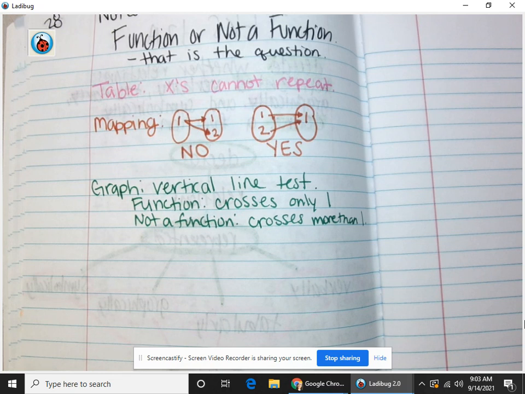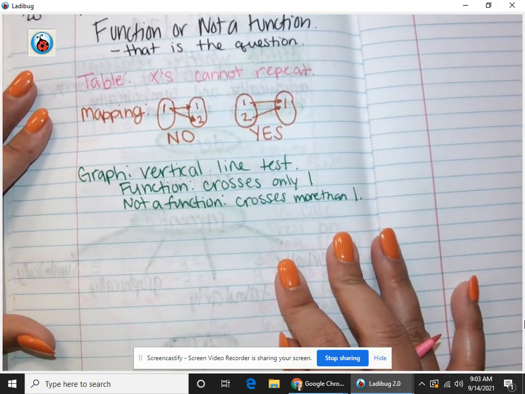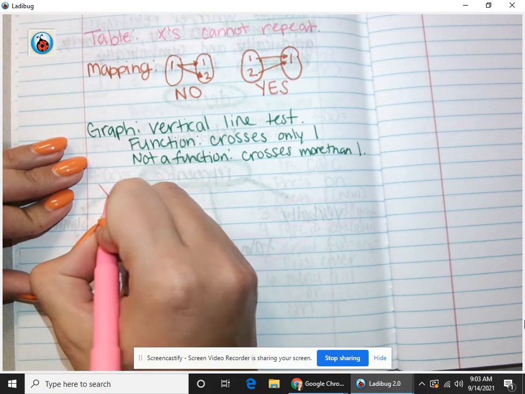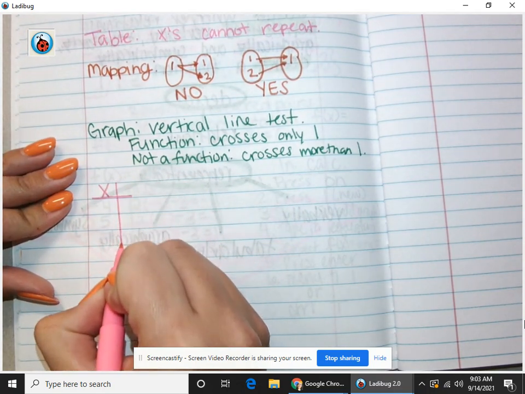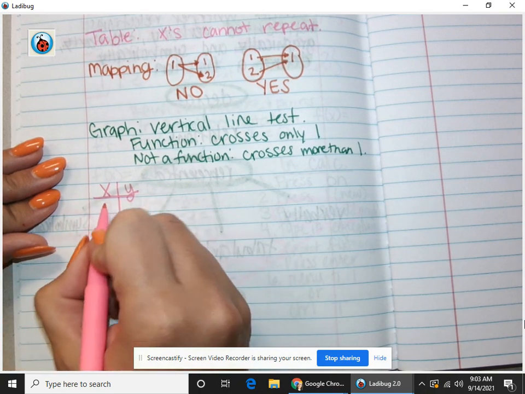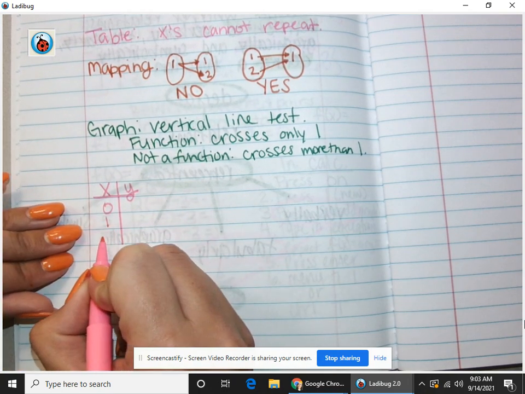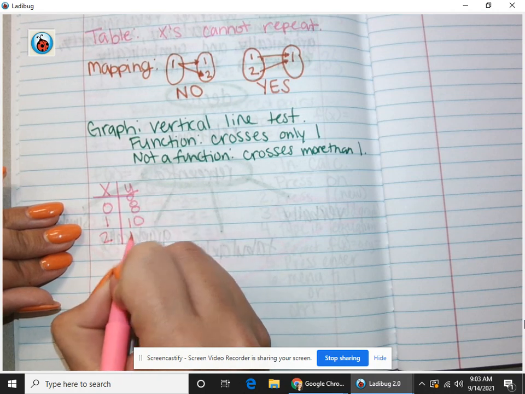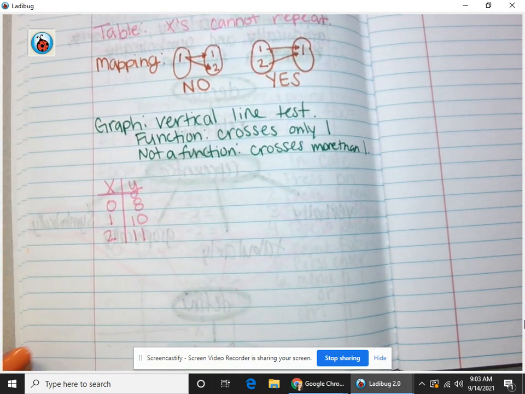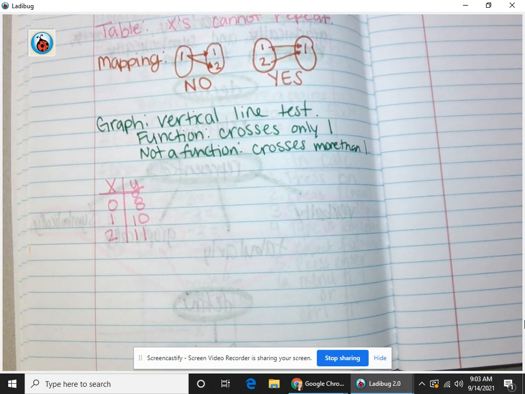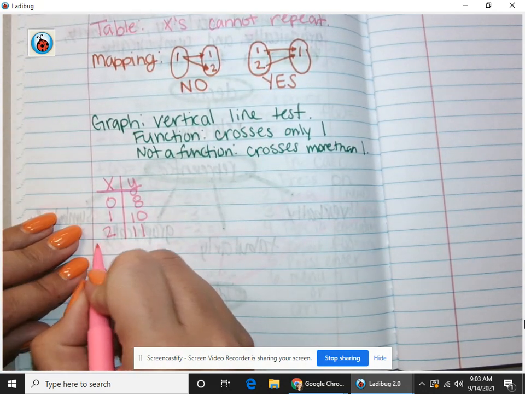No? Okay, so then let's look at a table. Okay, so if I have a table x, y, and I've got 0, 1, 2 for my x's, and 8, 10, 11. Is this a function? Yes. Perfect.